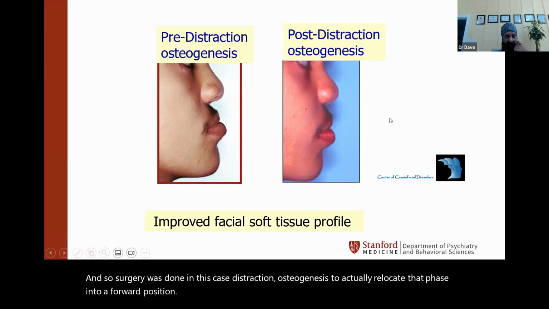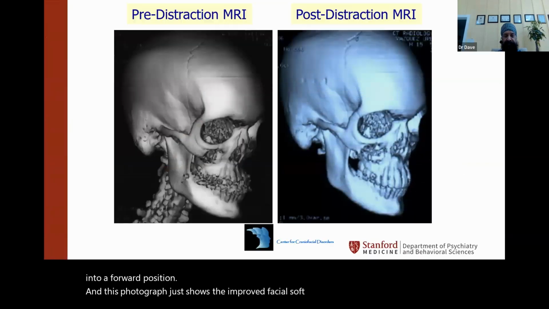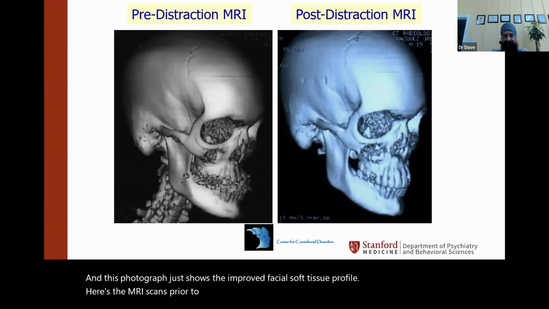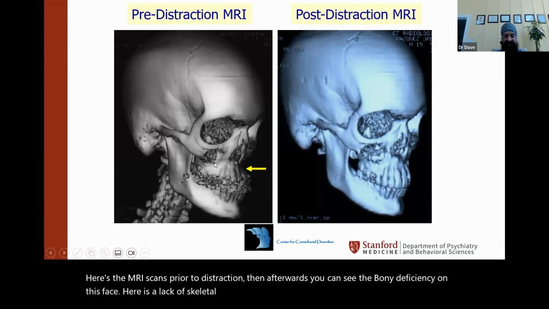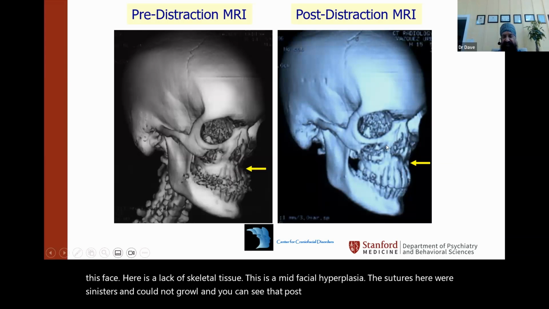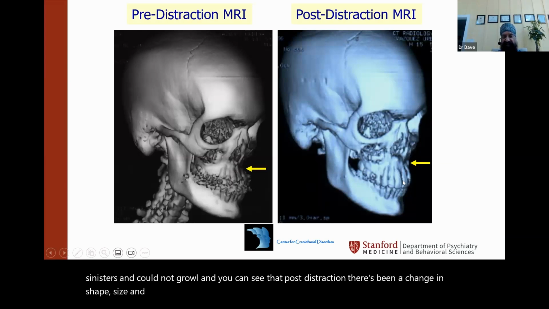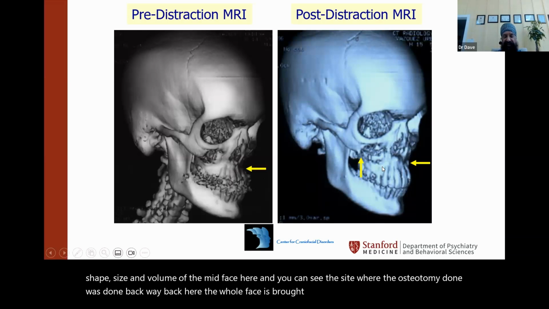And this photograph just shows the improved facial soft tissue profile. Here are the MRI scans prior to distraction and afterwards. You can see the bony deficiency on this face here. There's a lack of skeletal tissue. This is the midfacial hypoplasia. The sutures here were synostosed and could not grow. And you can see that post-distraction, there's been a change in shape, size, and volume of the midface. You can see the site where the osteotomy was done way back here. The whole face is brought forwards and allowed to develop in a different spatial matrix.